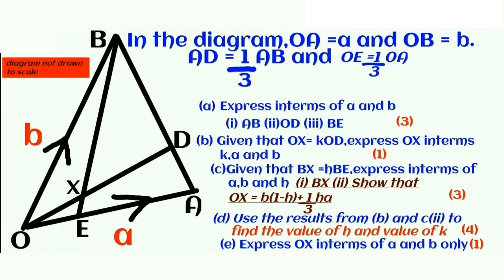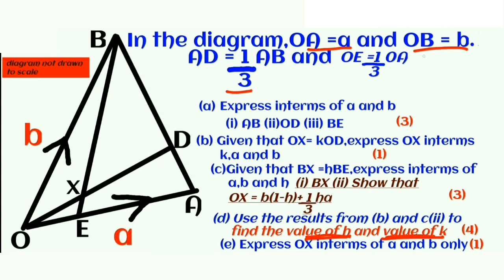This is the typical exam question. In this question, we're going to answer the part of finding H and K in vectors. Finding constants seems to be a problem, but please hang on until the end of the question. In the diagram, OA equals A, OB equals B, AD equals 1/3 AB, and OE equals 1/3 OA.